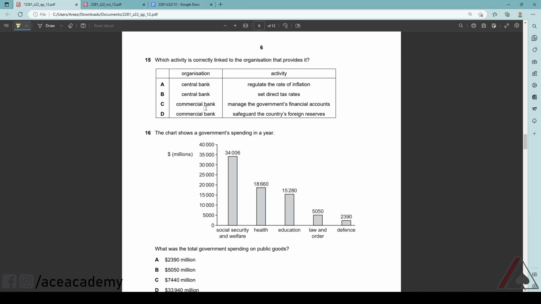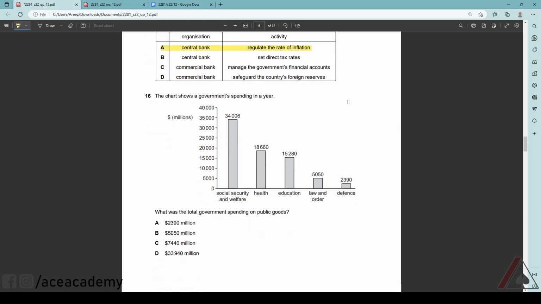C is commercial bank manages the government's financial account. The commercial banks are for individual uses, for commercial uses, for businesses, for industries, farms, individual people, etc. So they do not manage anything related to government or the entire country. So C and D are both wrong. So your answer for number 15 is A.